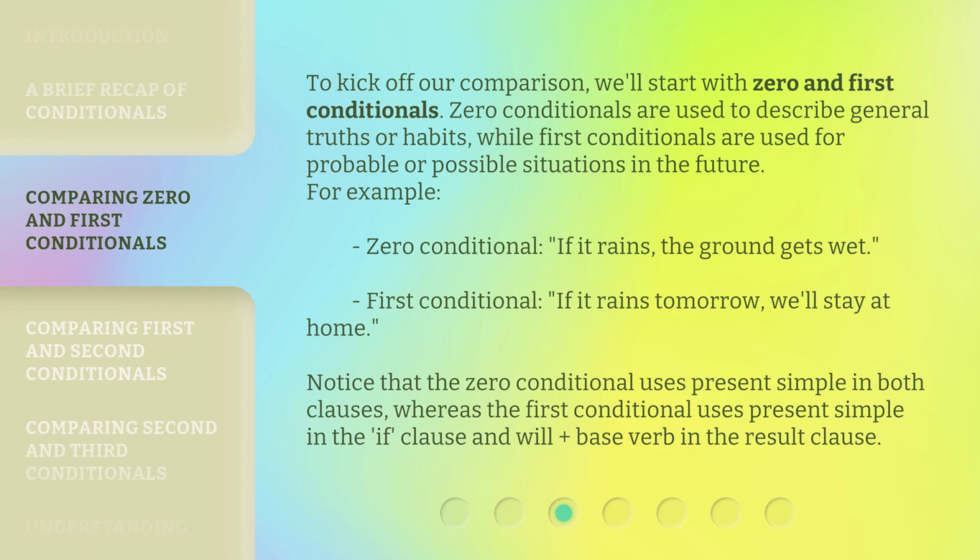To kick off our comparison, we'll start with zero and first conditionals. Zero conditionals are used to describe general truths or habits, while first conditionals are used for probable or possible situations in the future. For example, zero conditional: if it rains, the ground gets wet. First conditional: if it rains tomorrow, we'll stay at home. Notice that the zero conditional uses present simple in both clauses, whereas the first conditional uses present simple in the if clause and will plus base verb in the result clause.